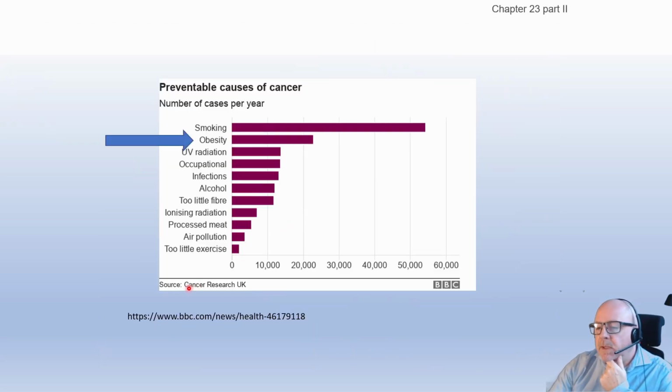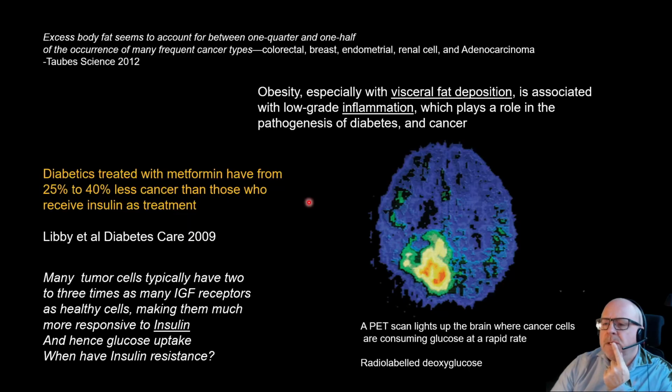In fact, Cancer Research UK tells us that when they list the preventable causes of cancer and the number of cases per year, smoking is, of course, the most preventable cause of cancer. You shouldn't smoke. Obesity is the second most preventable cause of cancer, causing in the UK over 20,000 cancer cases per year.